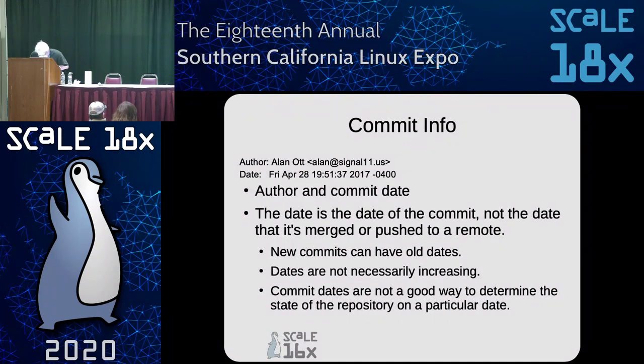Next, we have the author and the date. One particular note is that the date shown here is the date of the commit, not the date that it was merged or pushed to a remote repository. So that means new commits can potentially have old dates. So dates are not necessarily increasing, and commit dates are not a good way of determining the state of the repository on a particular date.